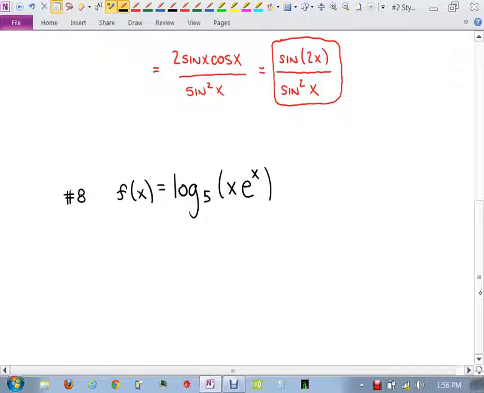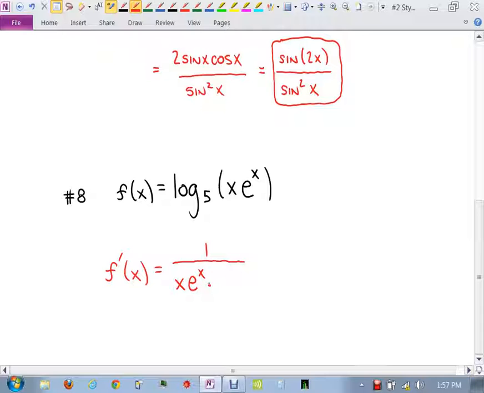The junk inside is a what? It's going to turn out to be a what when we take its derivative? That's right, product. It's x times e to the x, right? So that's going to be a product rule. But I first need to figure out what's the derivative of log base 5 of something. What's the derivative of log base 5 of something? 1 over the junk, right, the something.